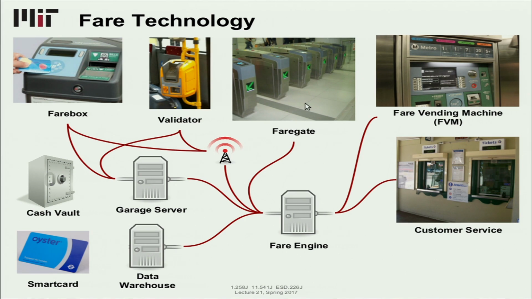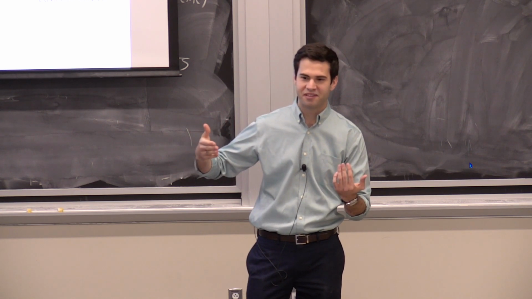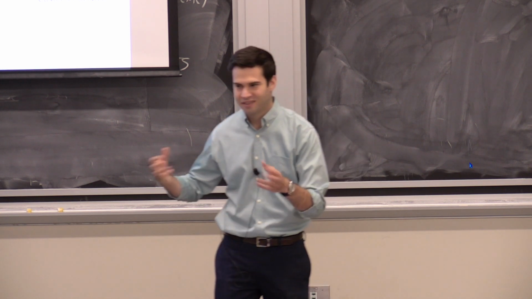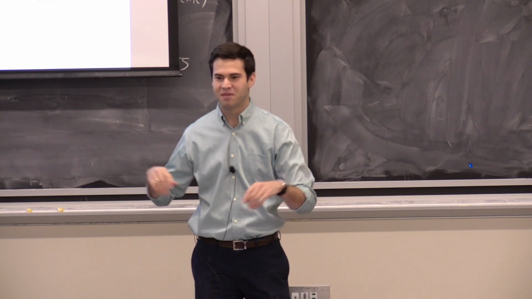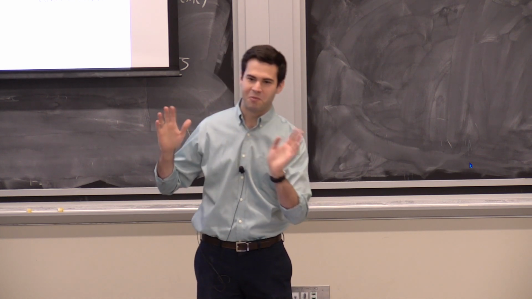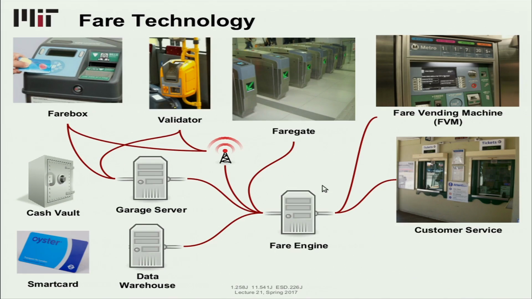So when you tap at a fare gate, there's a quick communication with the fare engine saying, is this card valid, yes or no? Is there balance? If so, deduct balance. This is how much balance needs to be deducted. And the fare gate opens. Or maybe the fare engine says, nope, card's not good. Sound the alarm, don't open. There are other ways of doing it. So the card itself might hold the balance, and the fare gate might have the logic to decide whether to open or not. But there's a whole range of ways in which this can be configured.